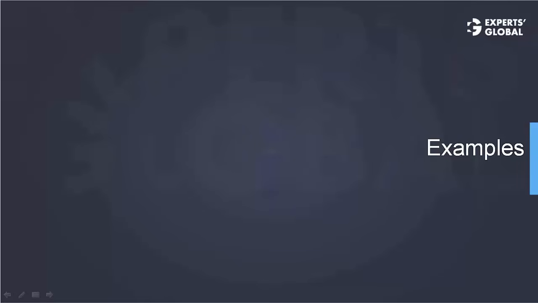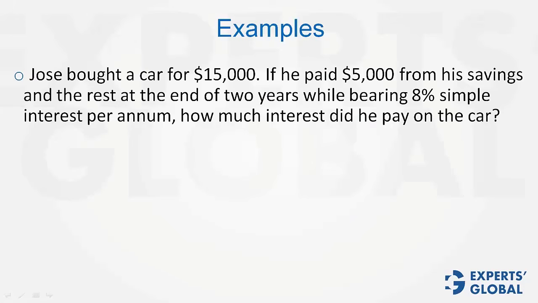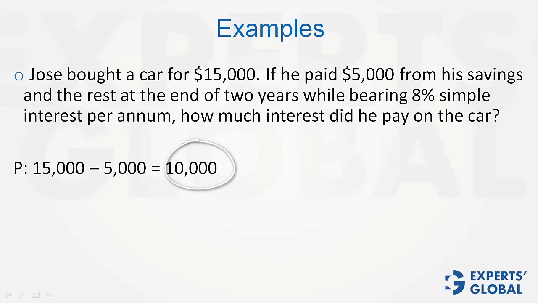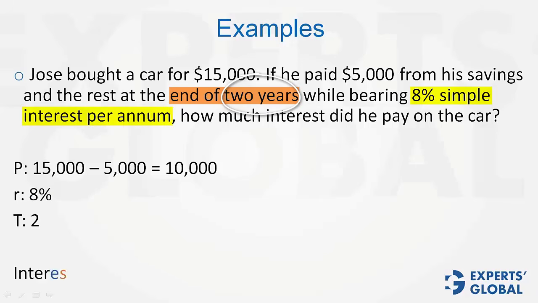Let's get down to applying these concepts on live questions. Please pause the video, try solving it yourself. Principal is only $10,000 out of $15,000 because $5,000 has been paid by him from his savings. Principal is $10,000, and at the end of 2 years, rate being 8%, time is 2, interest would be simply 10,000 times 8 times 2 divided by 100 because it's simple interest. The interest is PRT divided by 100, which turns out $1,600 here.